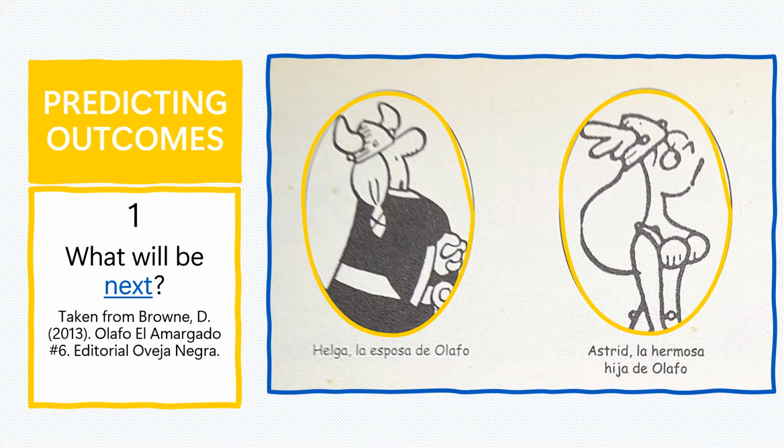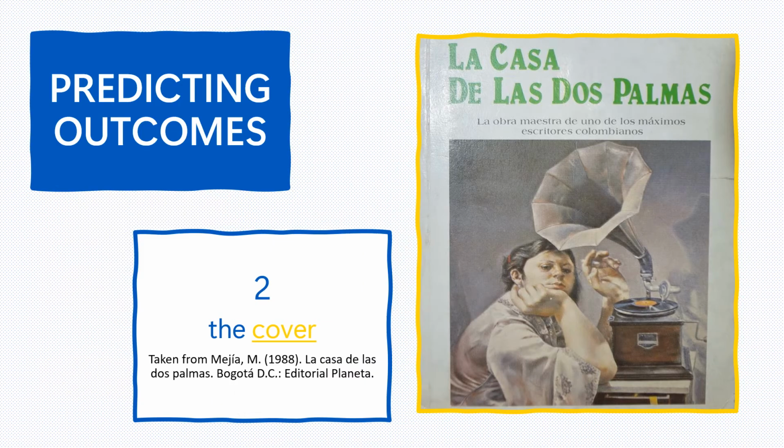There is Helga, la esposa de Olafo. There is Astrid, la hermosa hija de Olafo. So when you get familiar with the characters, the type of text, even the author, your predicting outcomes could be more reasonable and make sense, and you could look with the comic of Olafo el Amargado.